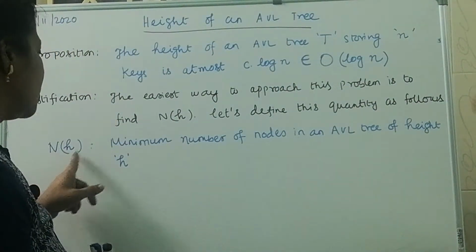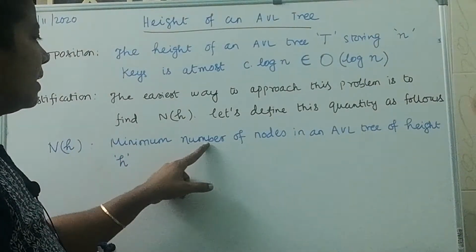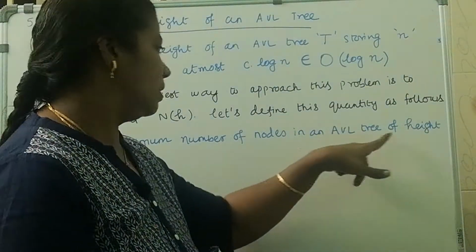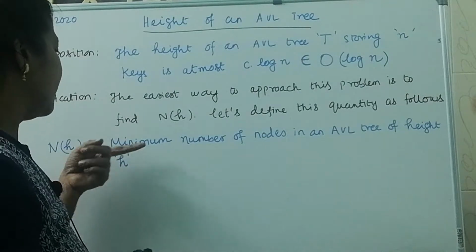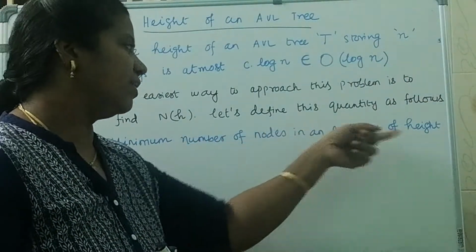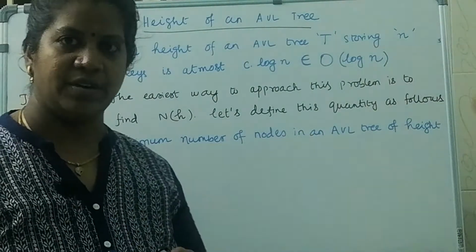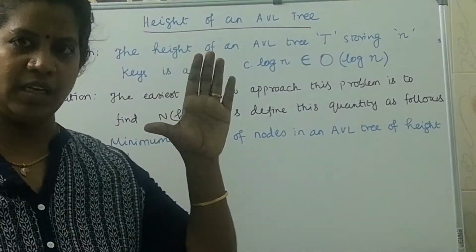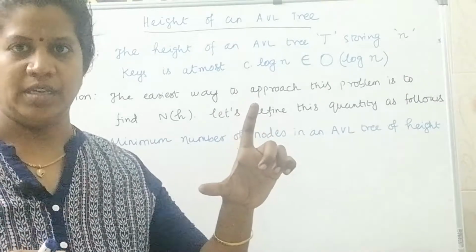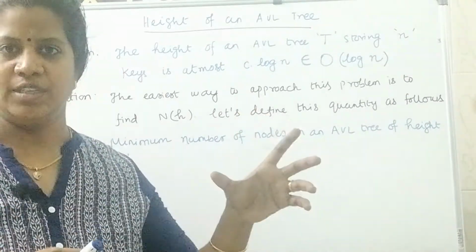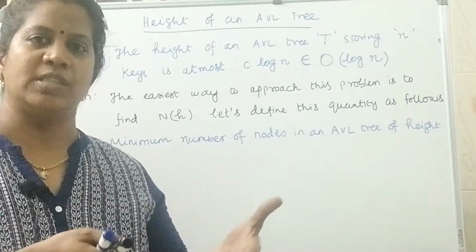Capital N of h is nothing but the minimum number of nodes in an AVL tree of height h. Let me repeat, N of h is the minimum number of nodes in an AVL tree of height h. Now let us take an AVL tree of height h. We are going to fix the height h, and then among all possible AVL trees whose height is h, we will take the AVL tree which has the minimum number of nodes in it.